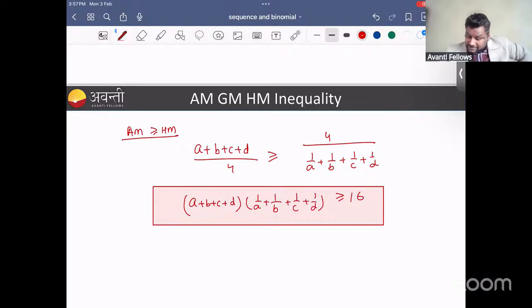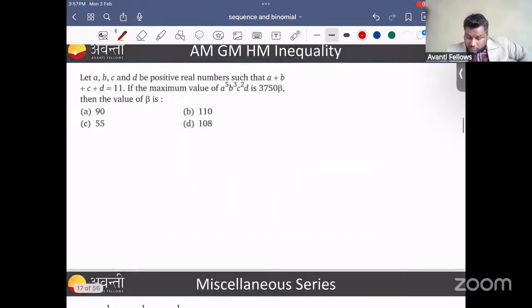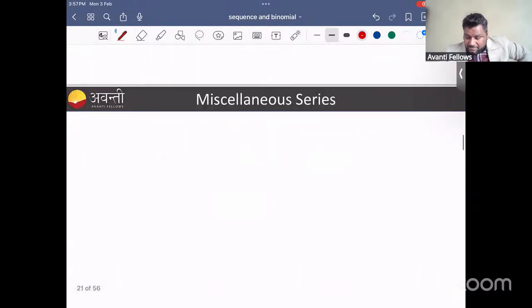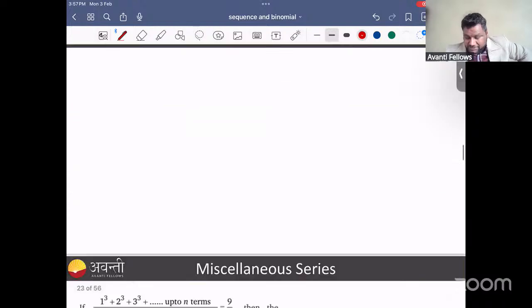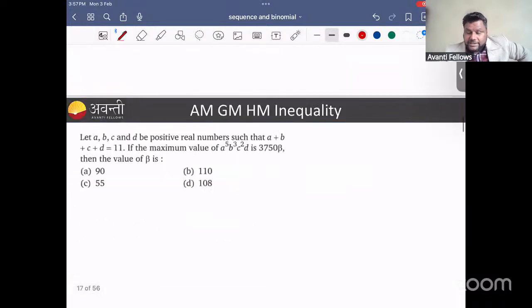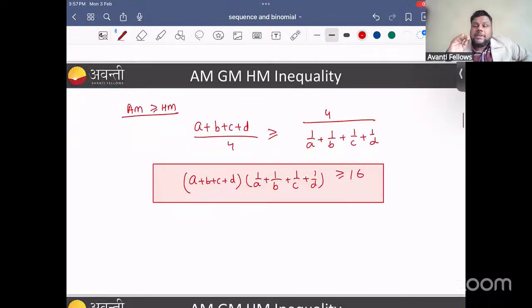Now in our next class, we will do one more question on AM-GM inequality. Then we'll talk about some very amazing miscellaneous kind of series questions. Make sure you do not miss the next lecture. It is going to be extremely important, full of knowledge and things which are still beyond your control, and we will do them thoroughly. I'll try to cover as many miscellaneous series as I can, and we'll also let you know the different methods to simplify them.